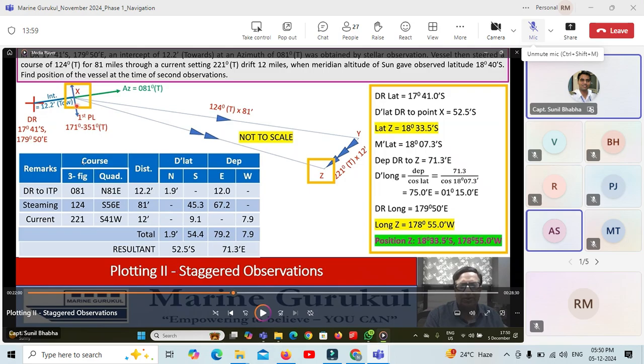Basically, what you are saying is that I will transfer the DR and then I will plot the intercept graphically to get the transferred PL. That's perfectly all right. You can do it fundamentally. Yeah, that can be done. Okay, sir. Okay.